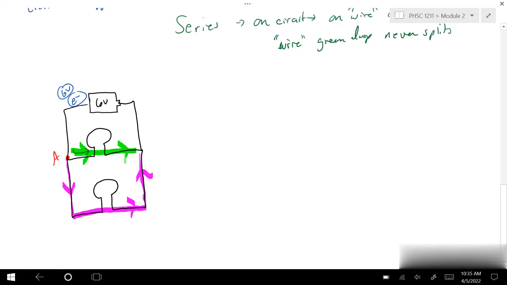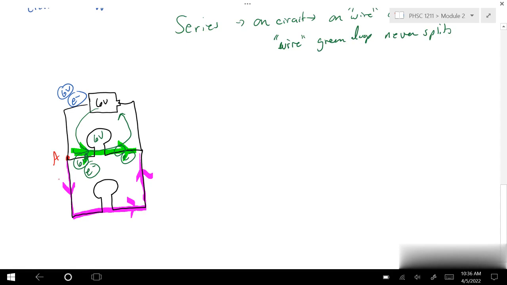Okay? So it has a choice. So the electron has a choice of what path it wants to go. So let's say it goes this direction. Well, the electron still has 6 volts. And it knows, as it's going around, it has one light bulb to deal with, so it's going to dump 6 volts into that light bulb. And then when it leaves the light bulb, it has 0 volts.